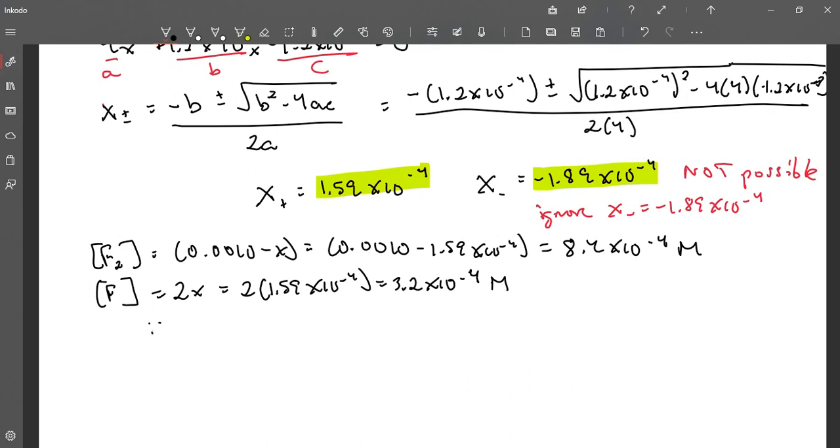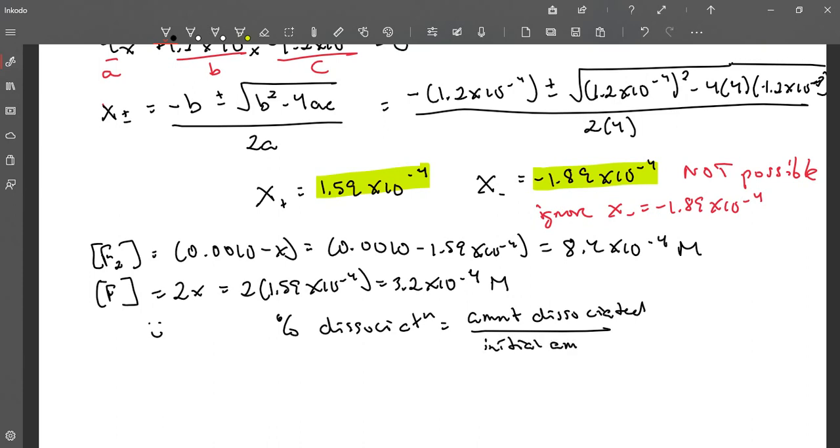That's usually where the question would end, but this one had an extra part to it. Doesn't that make you happy? It says percent dissociation. What is your percent dissociation? Essentially that's just the amount dissociated over your given or your initial amount, times 100.